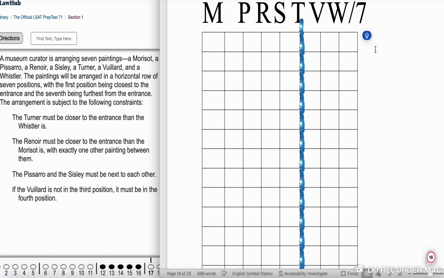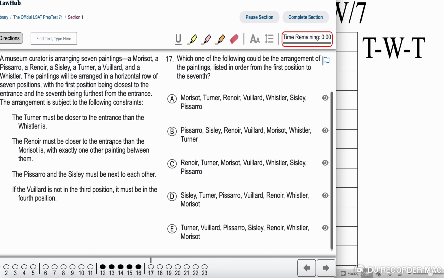The first condition tells us that T must be closer to the entrance than W. Since there are 2 entrances, T is either going to be closer to the first or last than W. So let me look for that real quickly, where W is closer to the entrance. W and T should be matching up, so that's not okay.